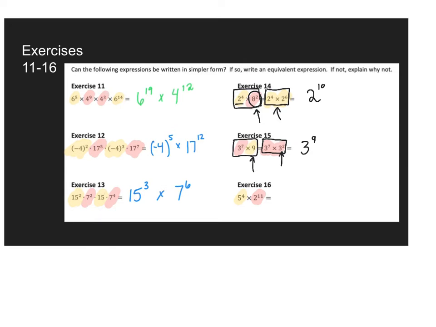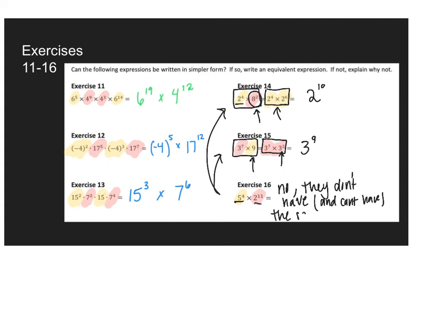Those do not have the same base, and we can't do what they've done in these two right here, because 5 to the 4th and 2 to the 11th, there's no way we can rewrite those so that they do have the same base. So no, they don't have and can't have the same base. We need the same base in order to simplify. Okay? Let me know if you have any questions here before we move on.